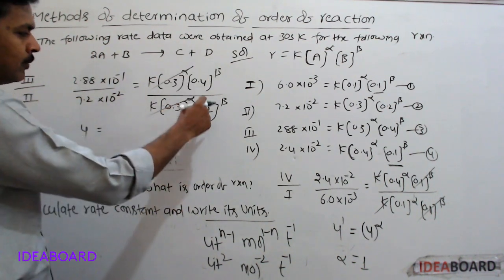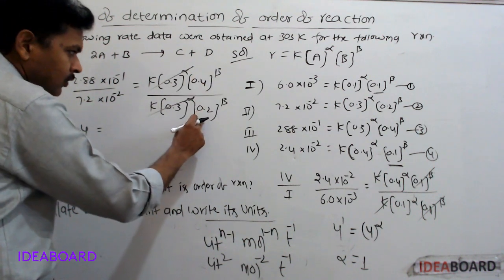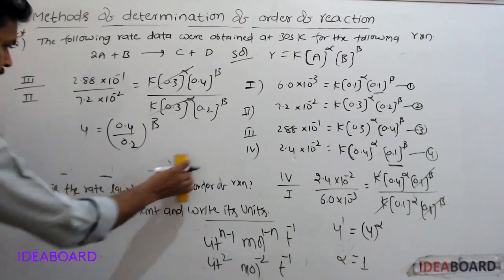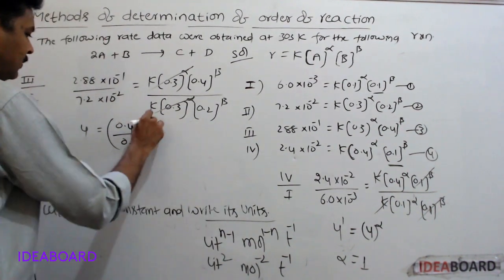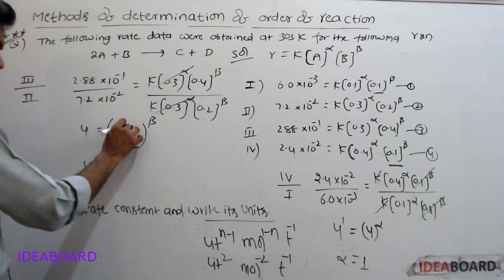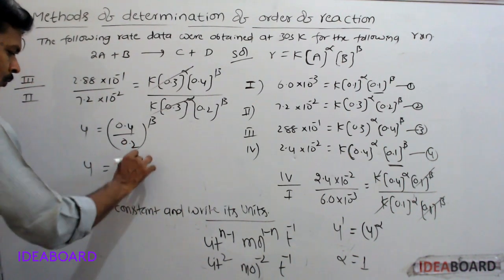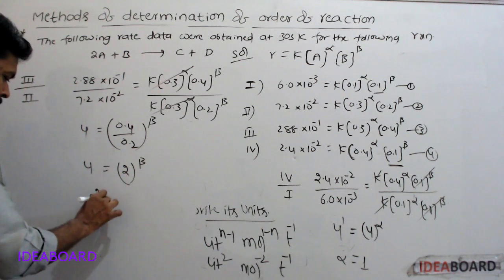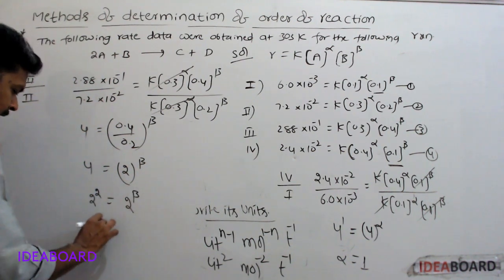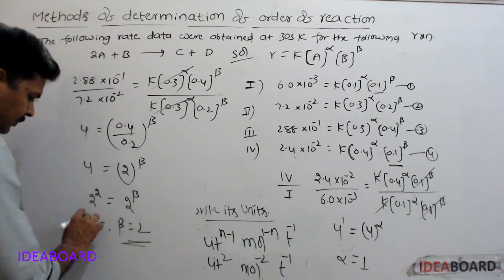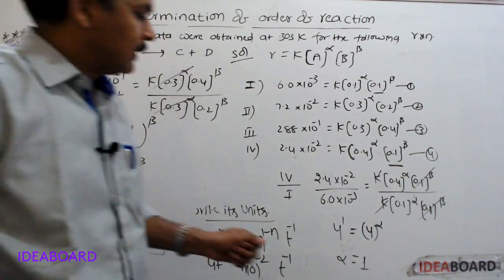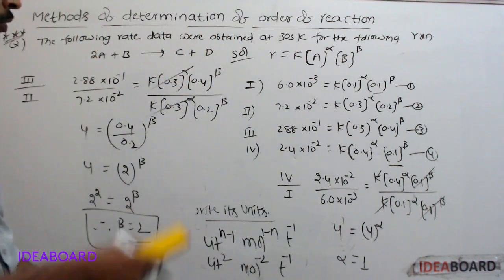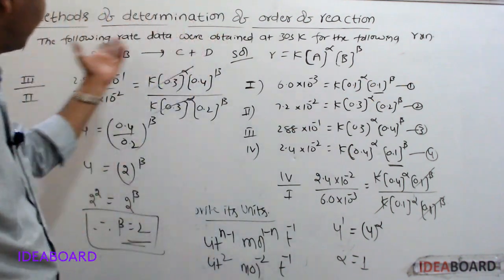4 is equal to 0.4 by 0.2 power beta. 0.4 by 0.2 means 2, so 4 is equal to 2 power beta. This I am writing as 2 square is equal to 2 power beta. Therefore, beta is equal to 2. So order with respect to A is 1, order with respect to B is 2. Then overall order of reaction is 3. Whatever method you can follow.